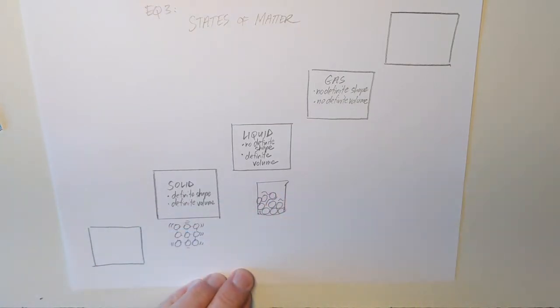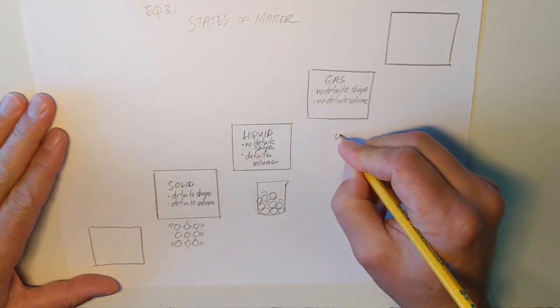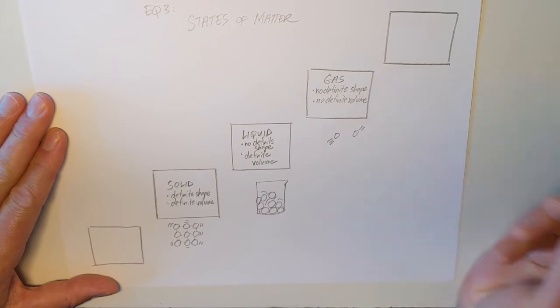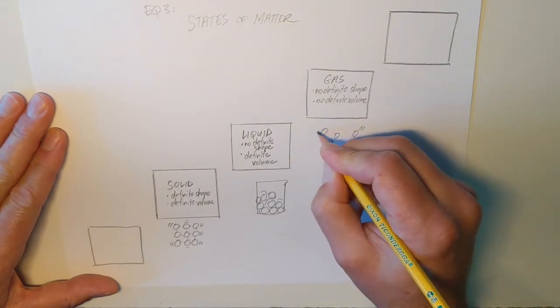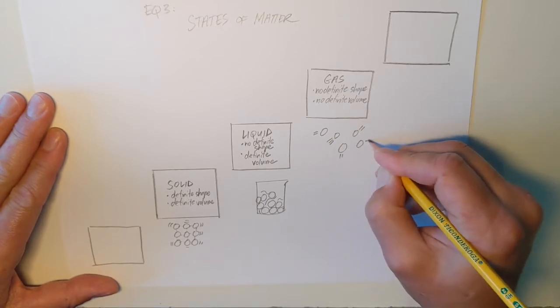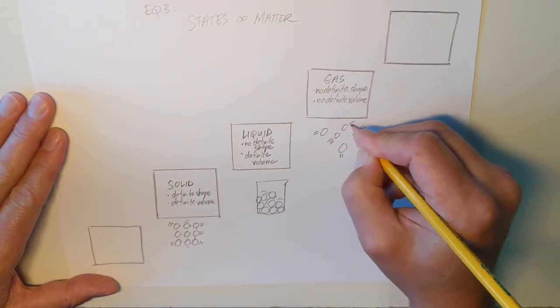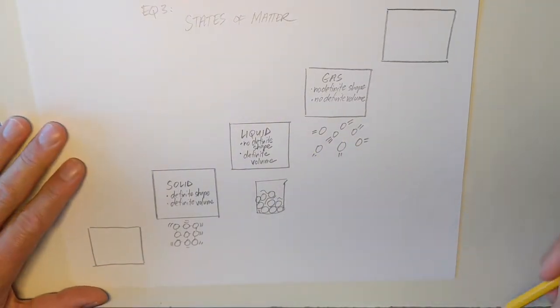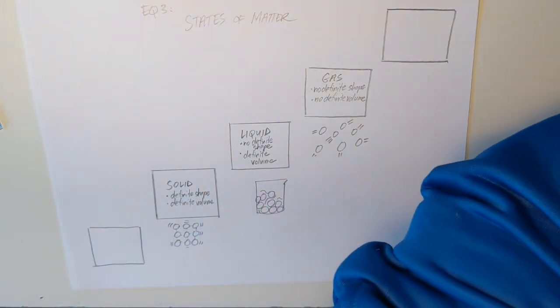All right, gas particles are a little different. Gas particles are flying all over the place, aren't they? So I'm going to put these motion lines here, right? So maybe they're flying around like this, bouncing off each other. These are gas particles. All right, if you want to color those in, cool.